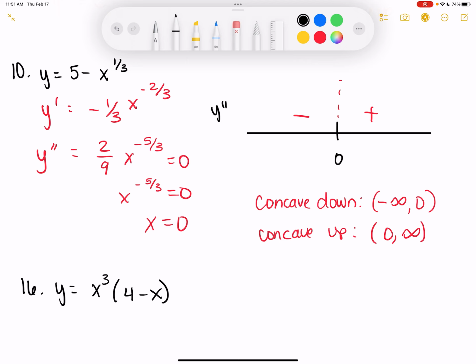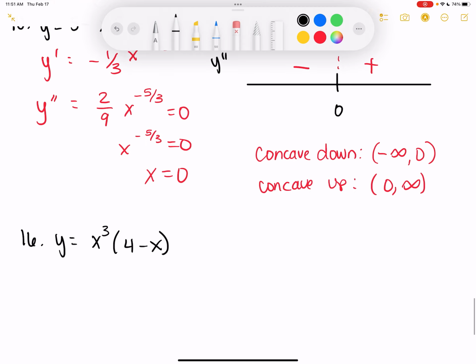So there's a couple ways you could technically do this. If you wanted to do a product rule for the derivative, you could, or we could distribute first and then just take the derivative, and it would probably make life a little bit easier. So I always like the easy route. So I would rewrite this as y is equal to 4x cubed minus x to the 4th.